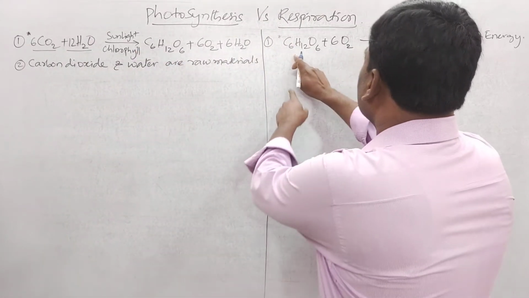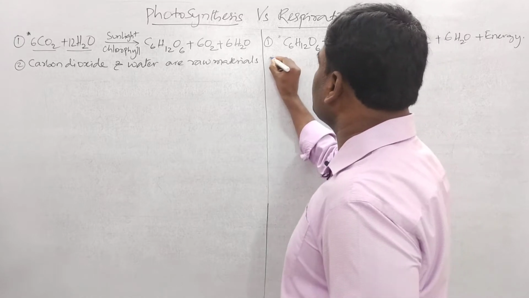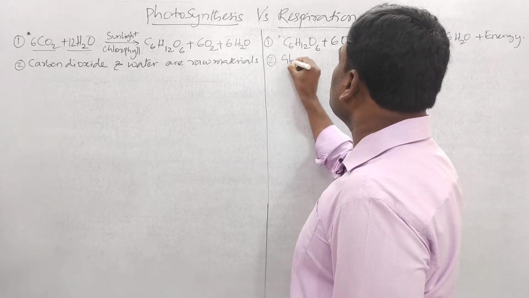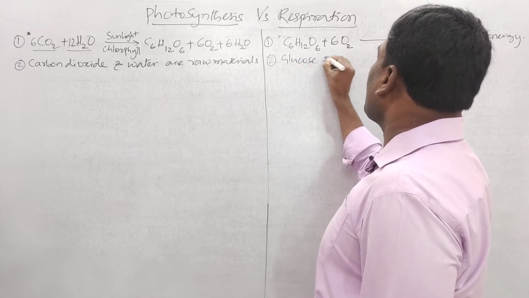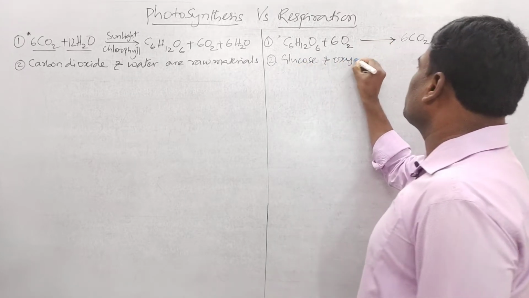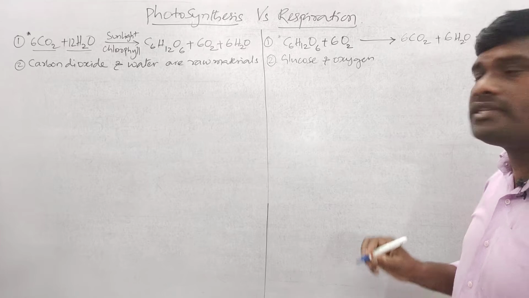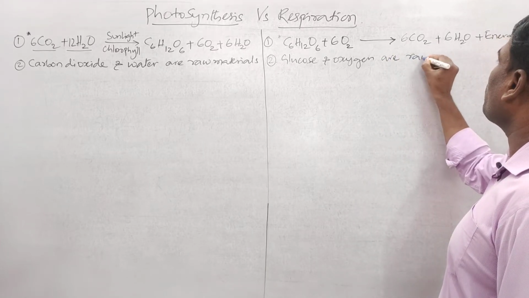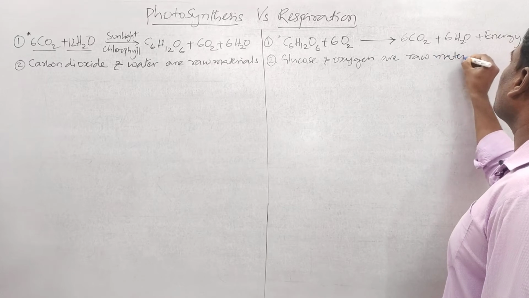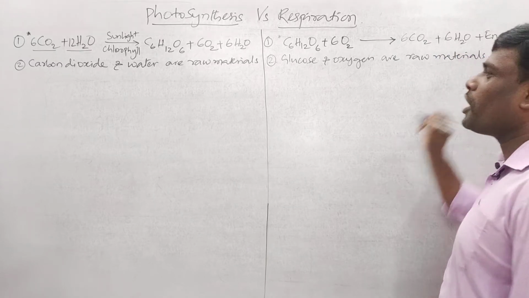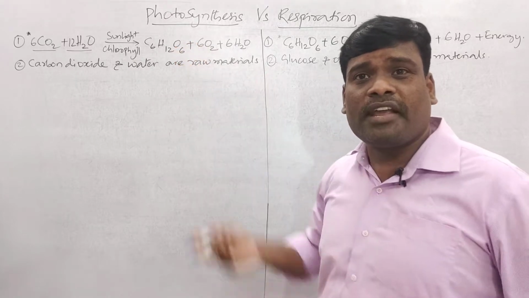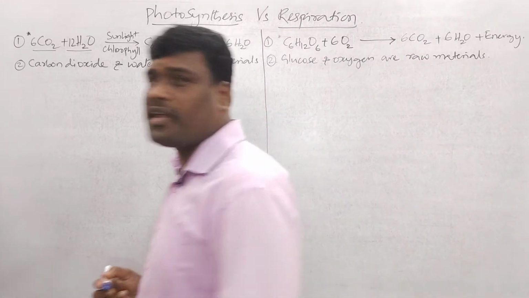Then what about respiration? Here it is clearly seen, isn't it? The second point in respiration is that glucose and oxygen are raw materials, children. How easy it is, isn't it? By seeing the equation itself, we are able to make the points.